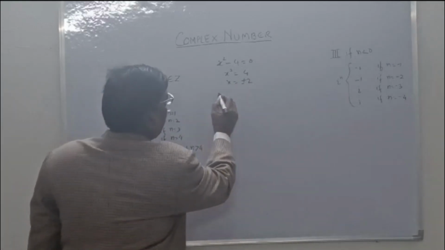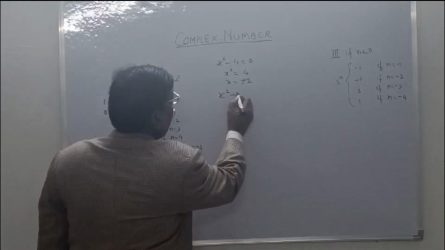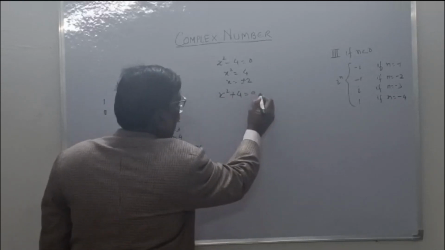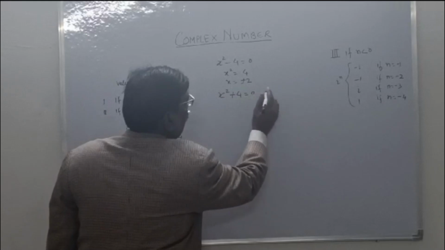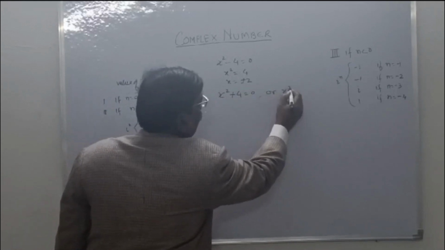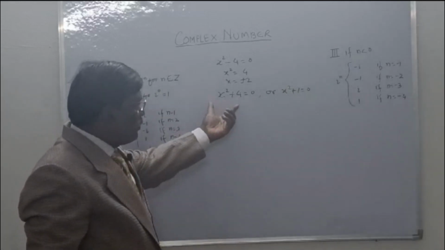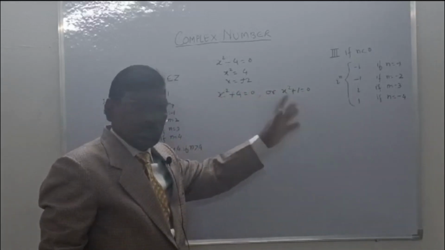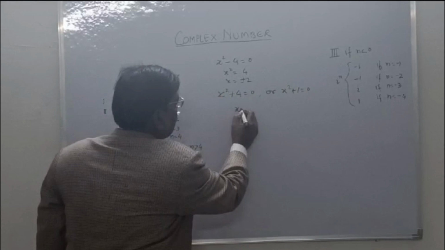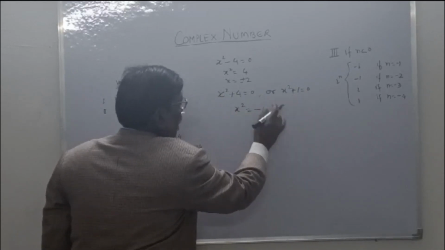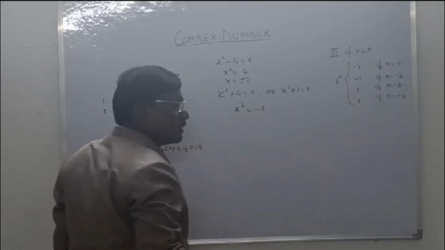But if the equation is x square plus 4 equal to 0, or x square plus 1 equal to 0. So this is the quadratic equation and this is the quadratic equation also. So write down x square equal to minus 1. You know minus 1.